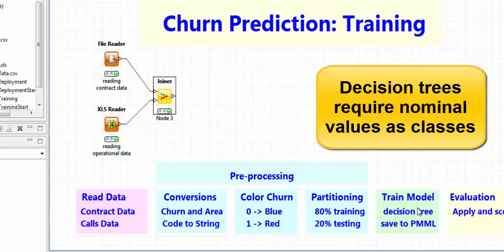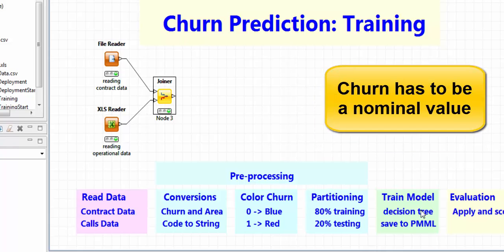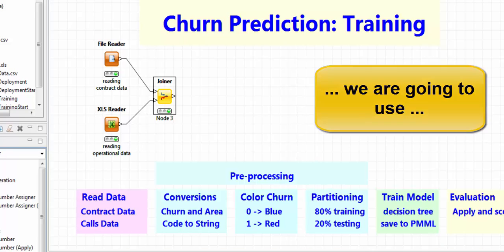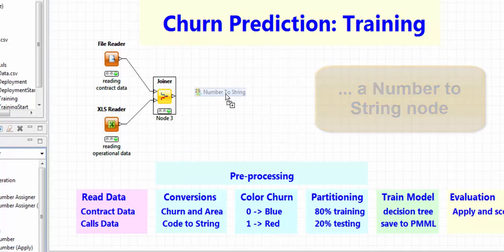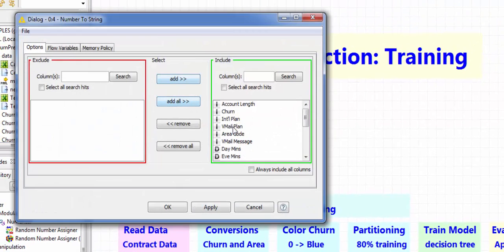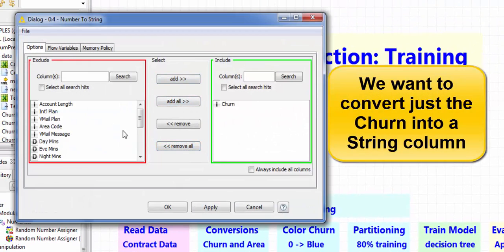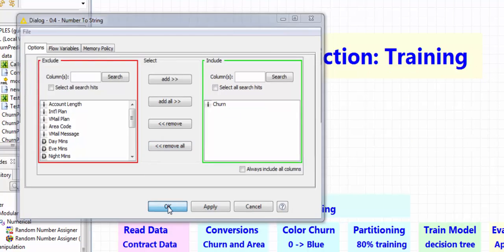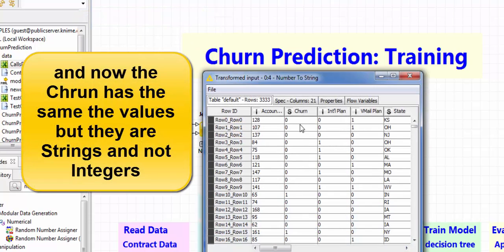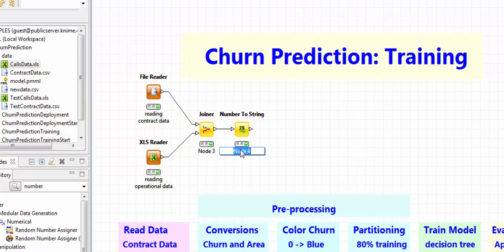Decision trees require nominal values as classes. Churn has to be expressed as a nominal value. So to change from integer to nominal values, we are going to use a number to string node. Okay, let's connect it again, the number to string node. Then we are going to remove all, and we want to convert just the churn into a string column. So execute. Let's inspect the output, and now the churn has the same values, but they are strings and not integers. So let's write here some comments: converting churn from int to string. Good.